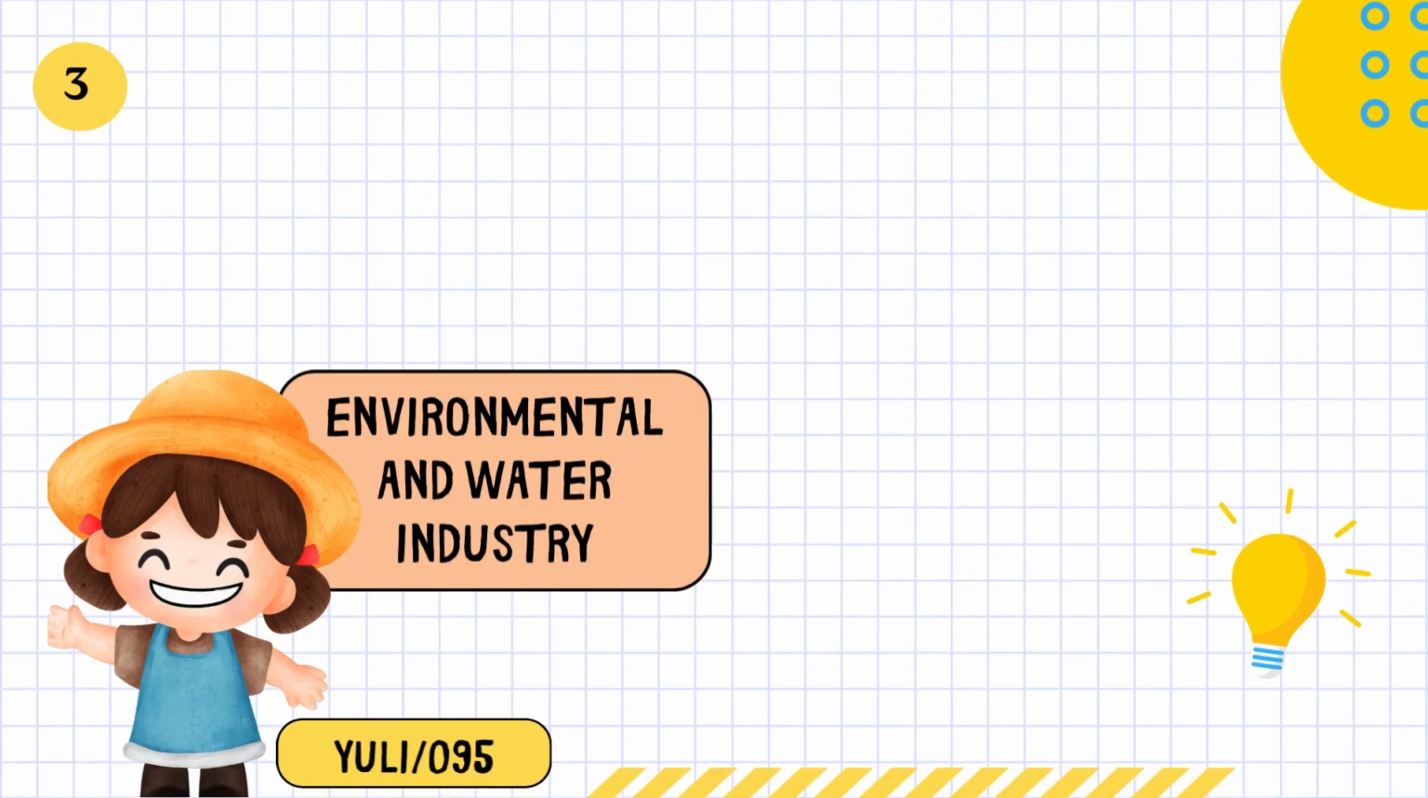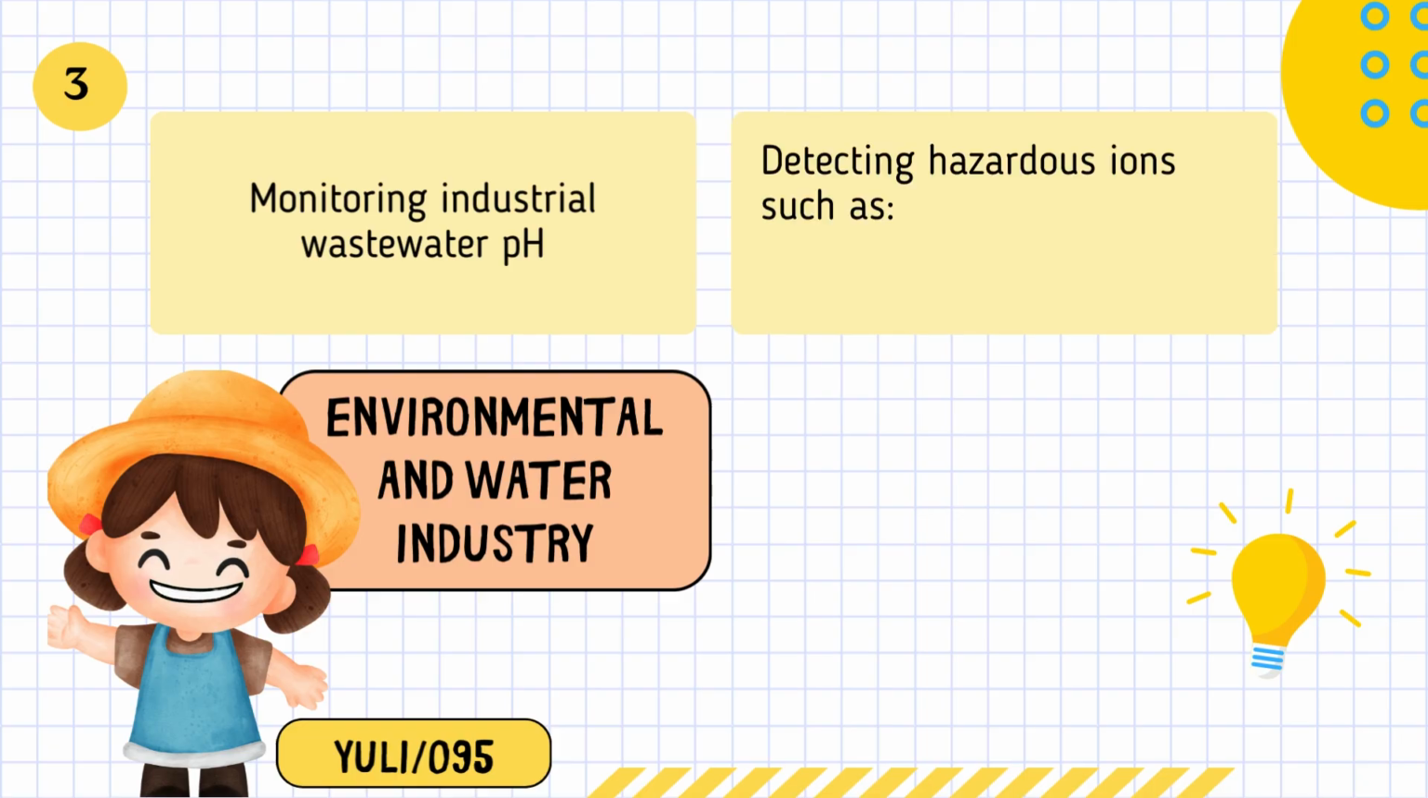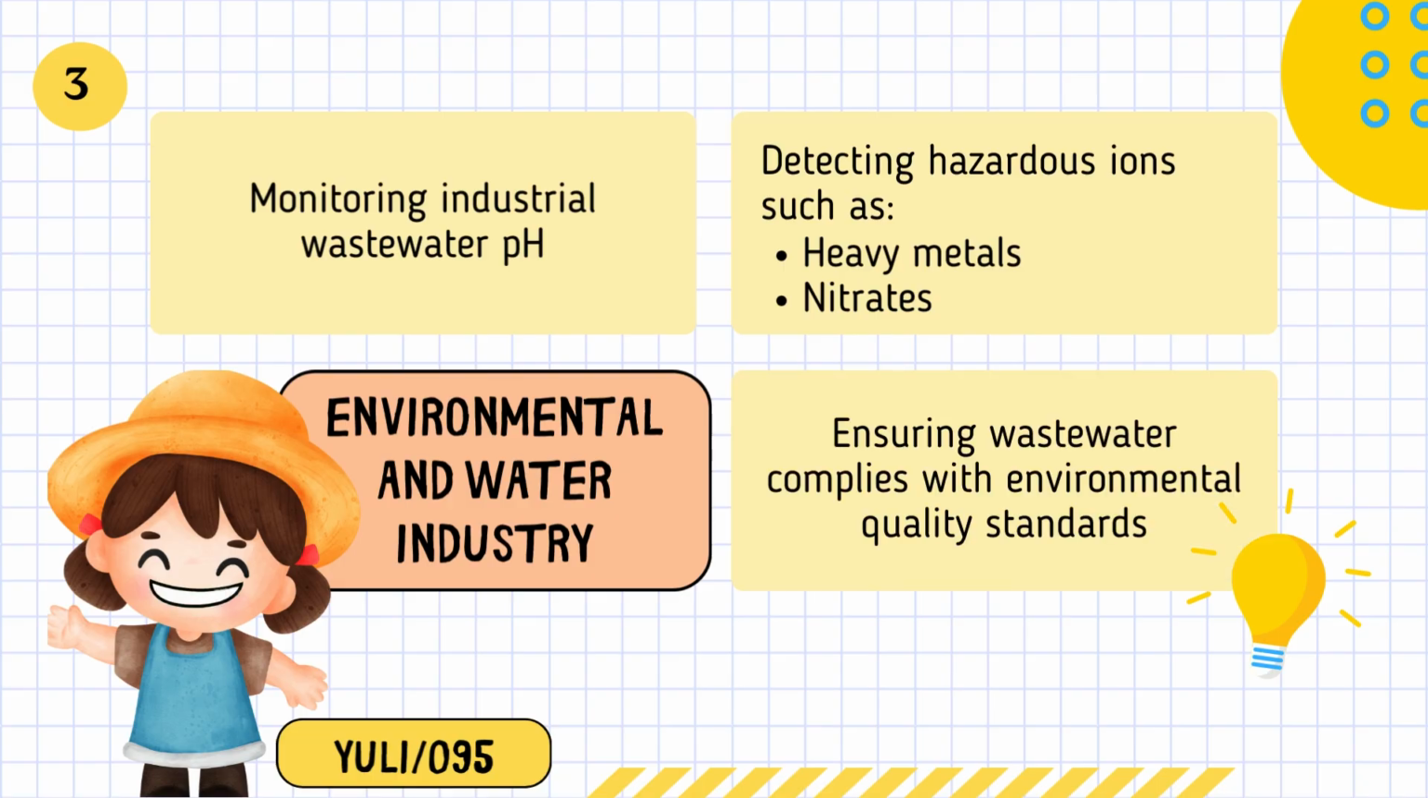Lastly, in environmental applications, potentiometry is used to monitor the pH of industrial wastewater. It is also used to detect harmful ions such as nitrates and heavy metals. This helps industry ensure that their wastewater meets environmental quality standards before being discharged.